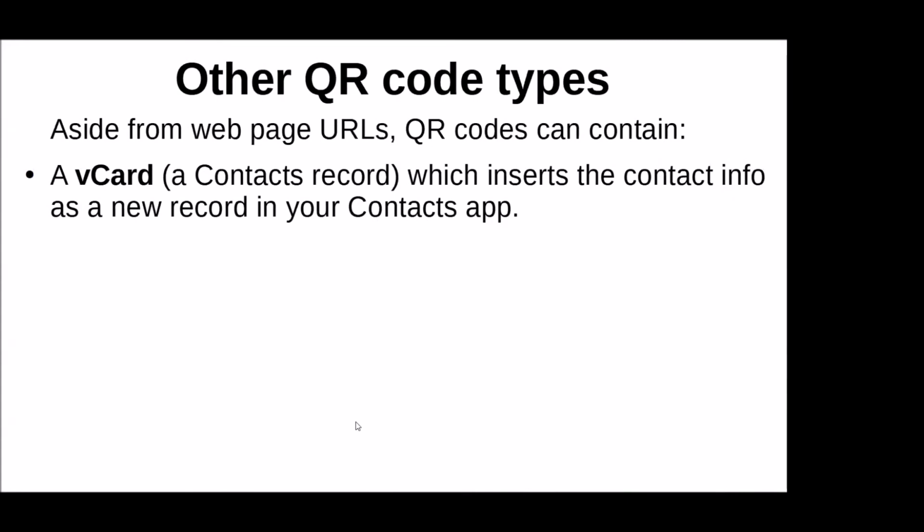Aside from web pages, QR codes contain a lot of other useful information. A simple example is a vCard, and that refers to all the data in a contacts record. And when you scan such a vCard, the contact's info is inserted as a new record in your contacts app. So that's an easy way.